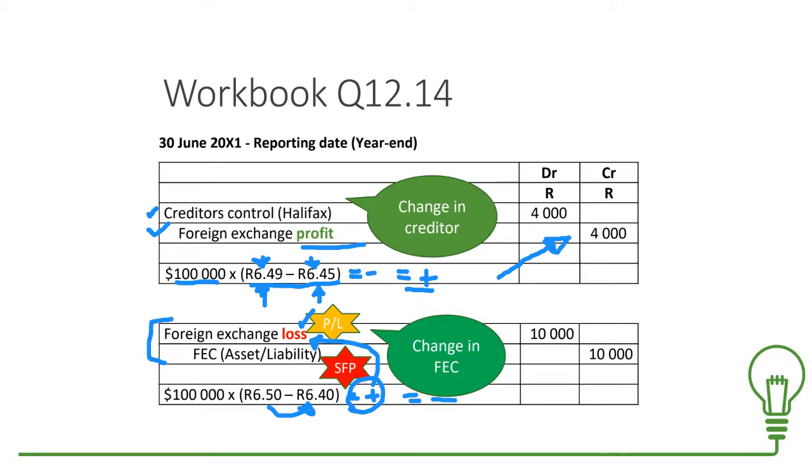So as a result, we record the FEC loss here. We record the FEC loss. Now, the FEC loss is 10,000 Rand. Because this is year end, if we were to look at this transaction, and remember hedge accounting, we look at the whole transaction as one transaction. What is the result of this whole transaction?